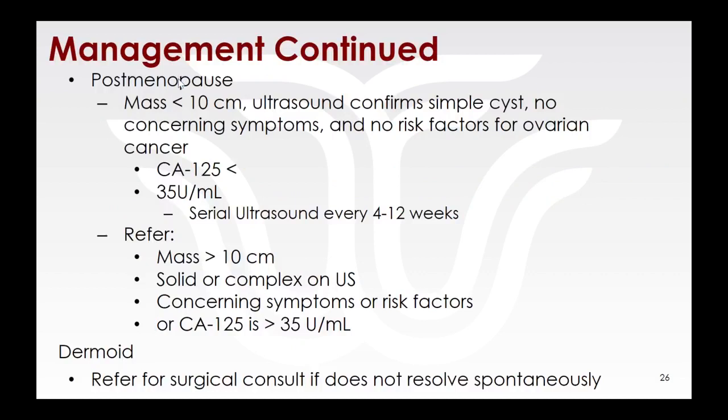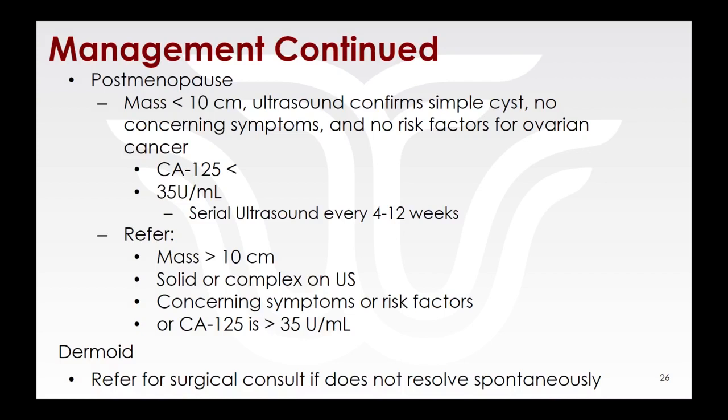In postmenopause, if there's a mass there and it's less than 10 centimeters, confirmed by ultrasound as simple, and there are no risk factors or symptoms for ovarian cancer. We haven't talked about ovarian cancer as of yet. We will. The trickiest thing about ovarian cancer is that symptoms are so vague. So vague. So someone can have abdominal pain, or they get full faster than they used to. They feel bloaty.